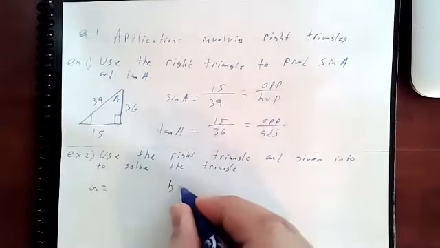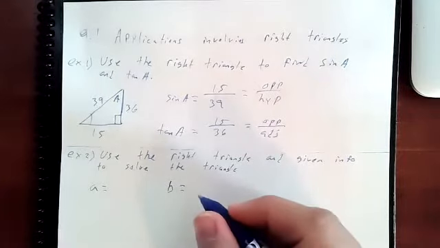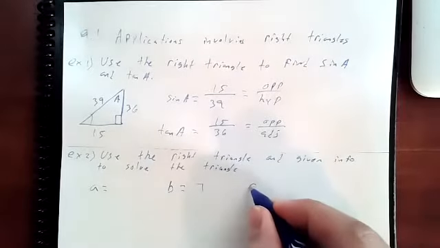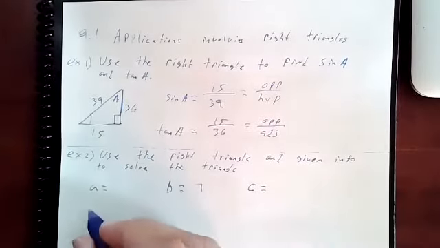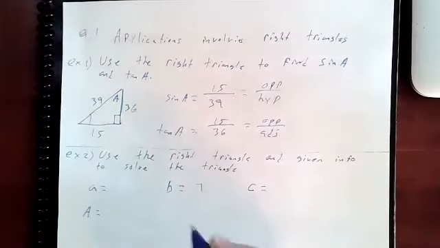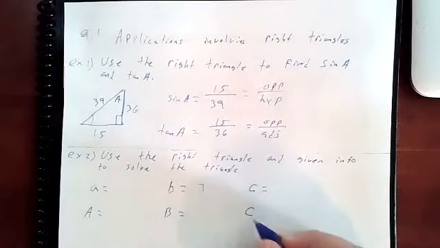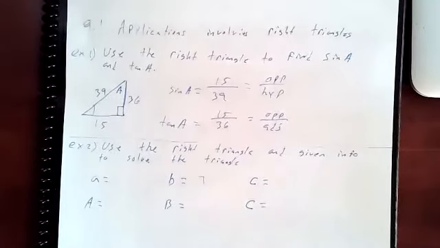So there's A. We need to find it. B is going to be 7. C is unknown. Little c. Lowercase will be saved for the sides of the triangle. Capital letters would be the angles. Capital C looks no different, but whatever.